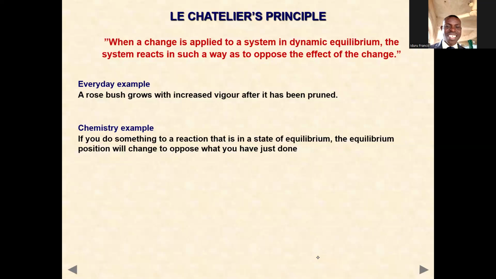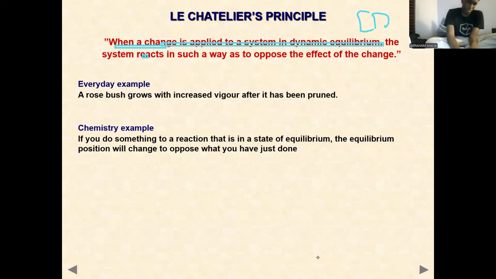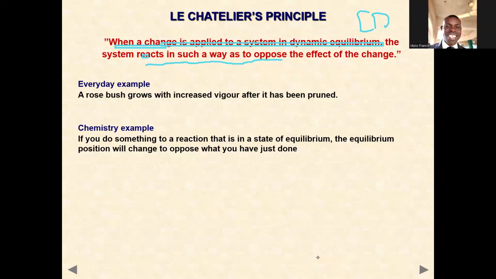When a change is applied to a system in dynamic equilibrium, there are some things you must note. When a change is applied to a system in dynamic equilibrium, that is one mark. What happens? The system reacts in such a way to oppose the effect of the change, one mark. In A level, it is either 2 or 0. It's not like one mark. You must get the whole thing right. So it is 2 marks at once. It's possible they can also give you one mark, but don't bank on that. Ensure you know it completely, it will help you a lot.